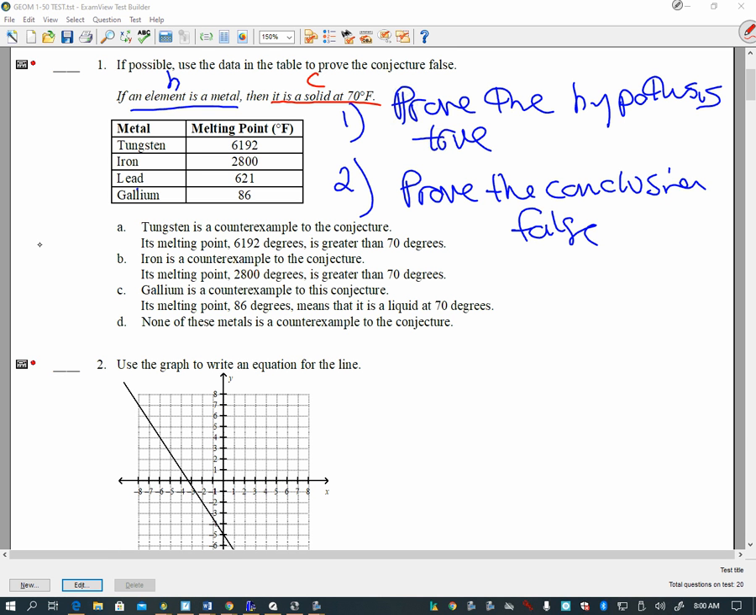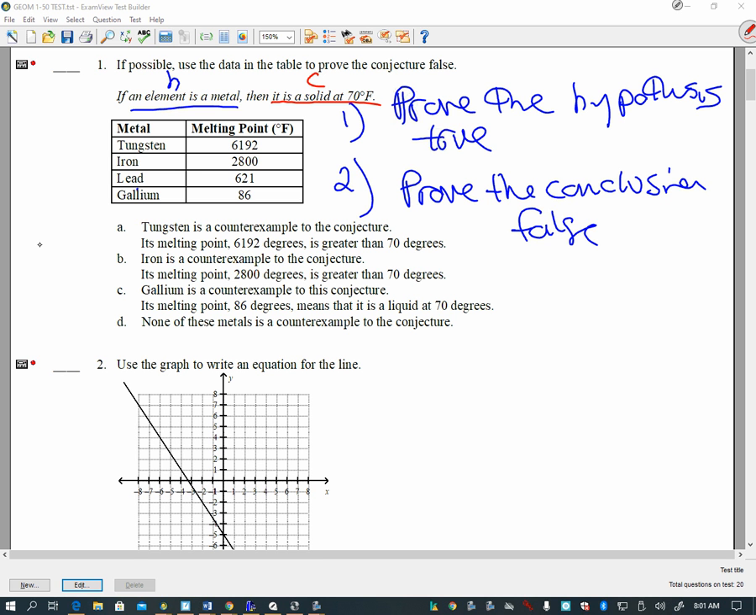All right, is tungsten a metal? Yes. What about iron? Lead? Gallium? Yeah, they're all metals. Okay. So any one of those could prove the hypothesis true, right? So what do we need to find, Allison? We need to find a metal that is what? That is not solid at 70 degrees Fahrenheit. Okay, so something that is not solid at 70 degrees Fahrenheit.